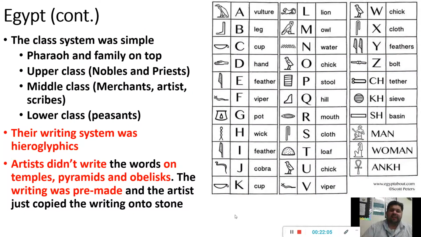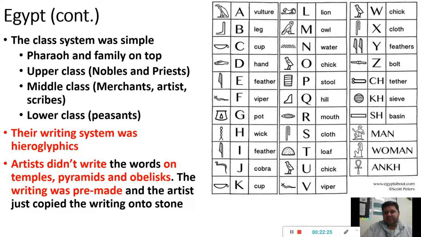All right, so the class levels were pretty simple back then. Pharaoh and the family on top, of course. The next level down would be the nobles and priests, the upper class. Middle class was the merchants, the artists, and the scribes. And of course, the lower level, always the poor people, the peasants.